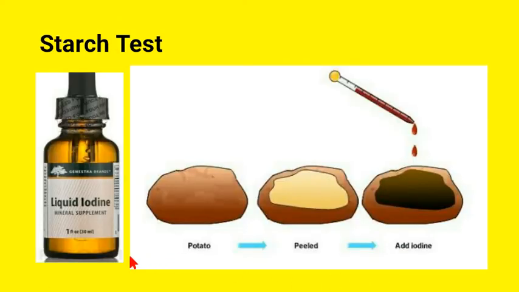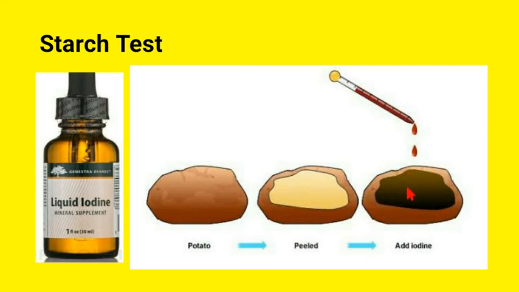Third test is to detect the presence of starch. Starch is a polysaccharide made up of many monosaccharides. In this test, we use iodine solution, liquid iodine. It is brown in color. We have taken potato, peeled it from the top, and added few drops of iodine with the help of dropper.